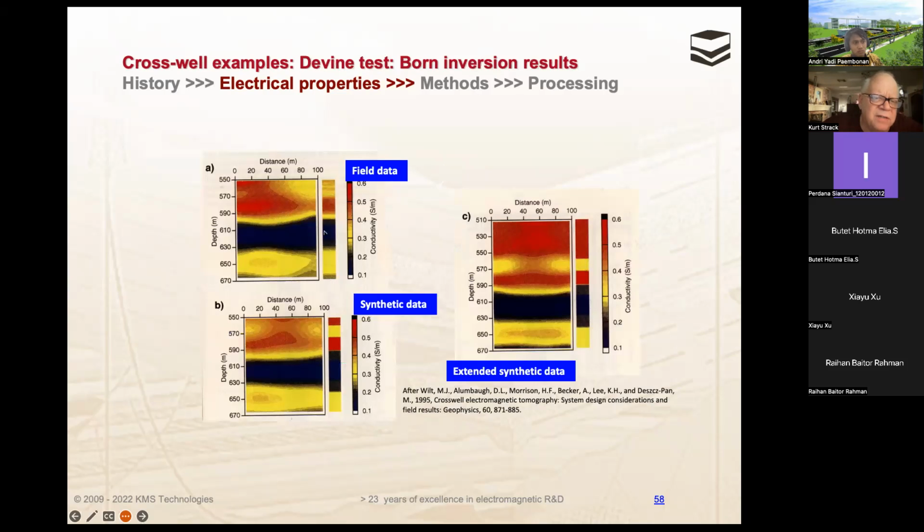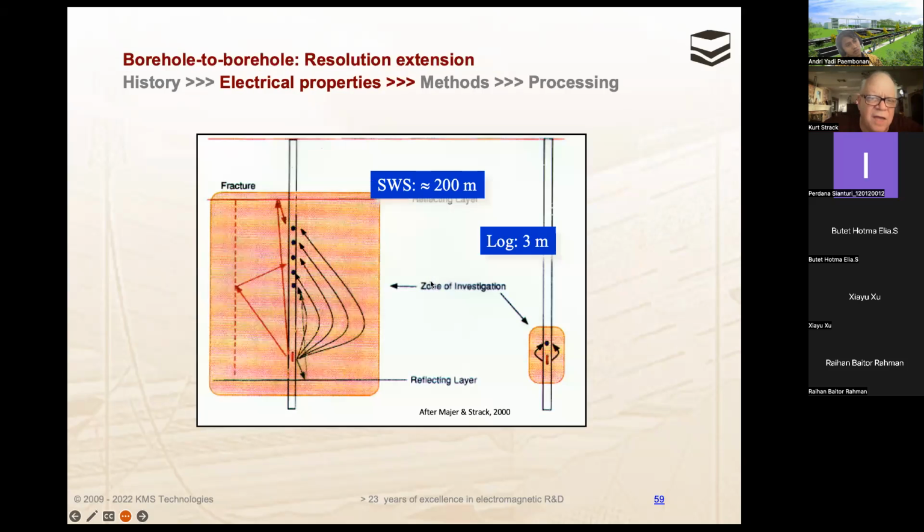Here's an example of field data from the Devine test site in Texas and synthetic data. And this is more improved synthetic data. Now, there are other ways to understand that we need different logging tools. This is the standard logging tool on the right side with an average depth of penetration of 3 meters. So if you have a borehole, you sample only 10 to the minus 13% of the volume of the reservoir. So if you can make deeper reading tools that look 200 meters into the formation, then this is really good.